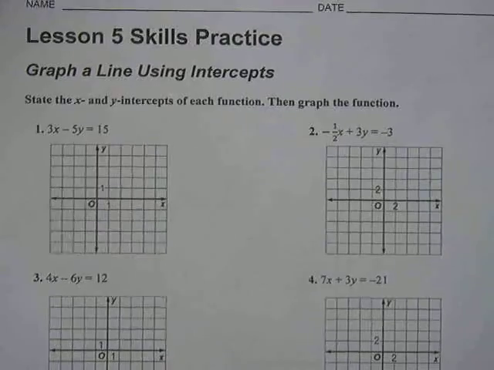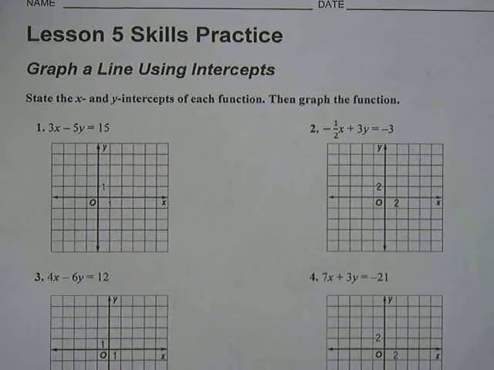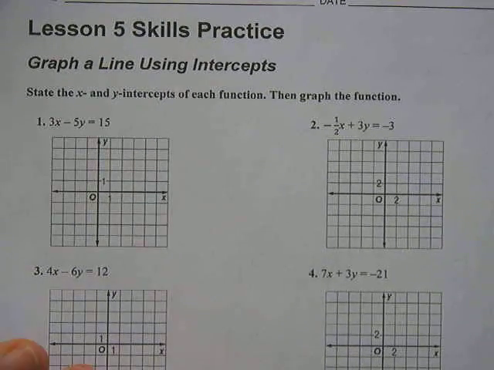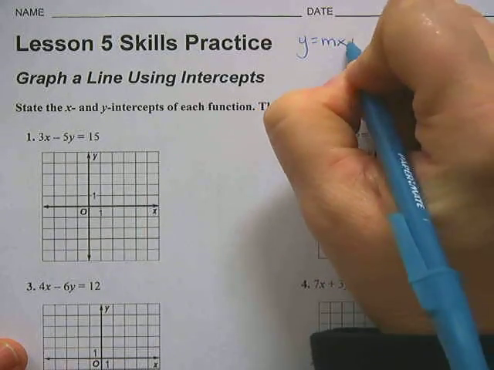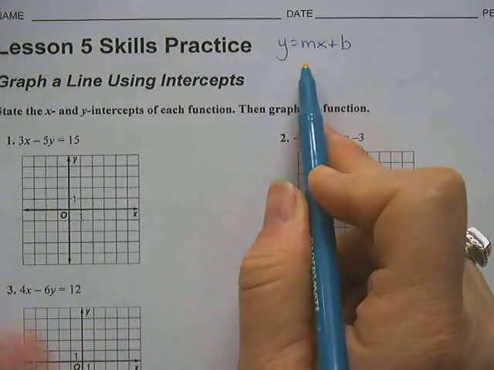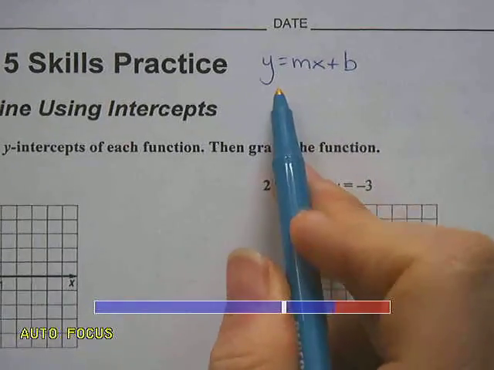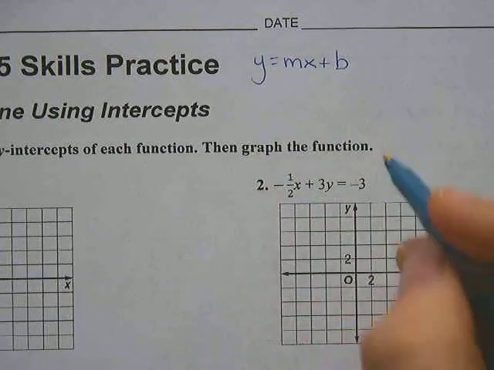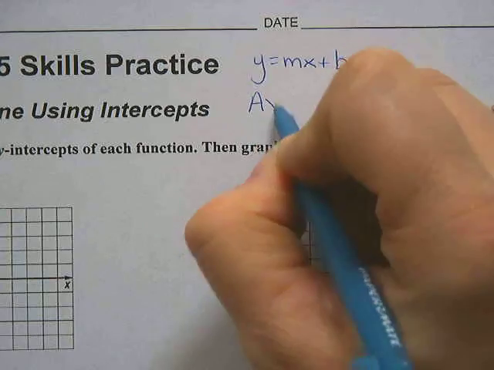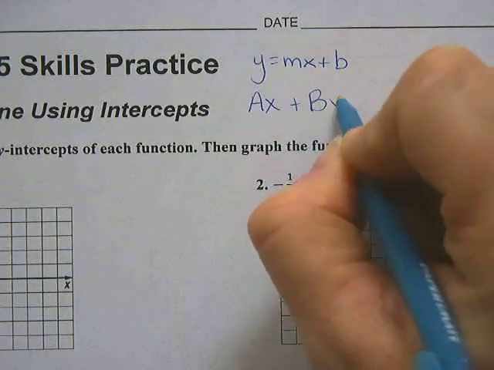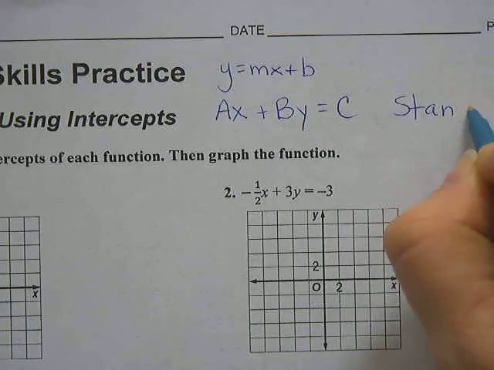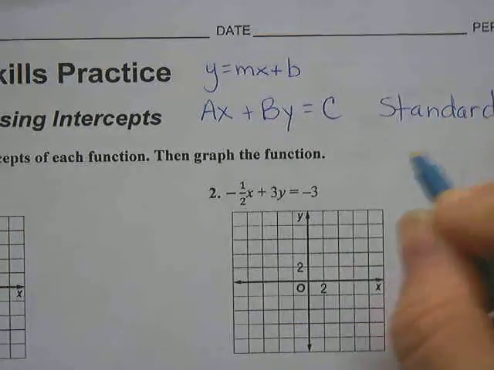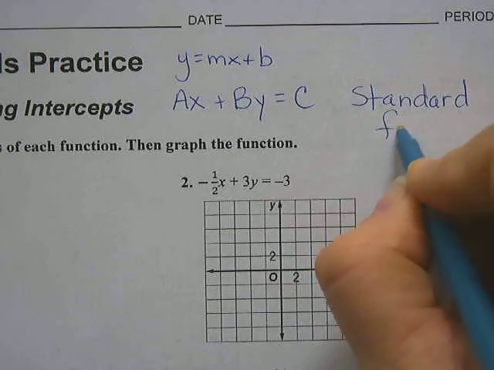Okay. All right, please set this aside. And now we're going to quickly look at another method for graphing a line. We just learned slope-intercept form. So just to review, slope-intercept form is when the equation looks like this. But sometimes the equation won't look like that. Sometimes the equation is what we call in standard form.